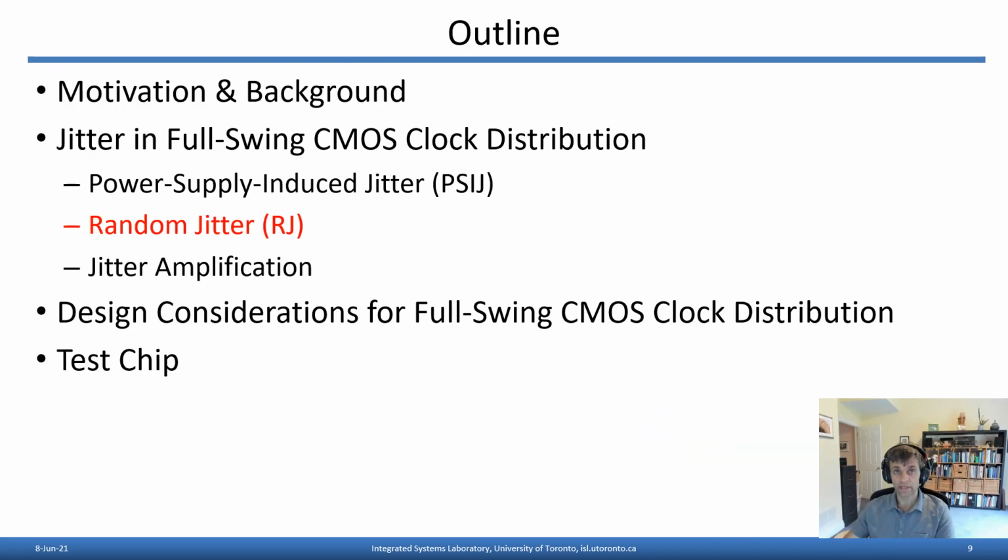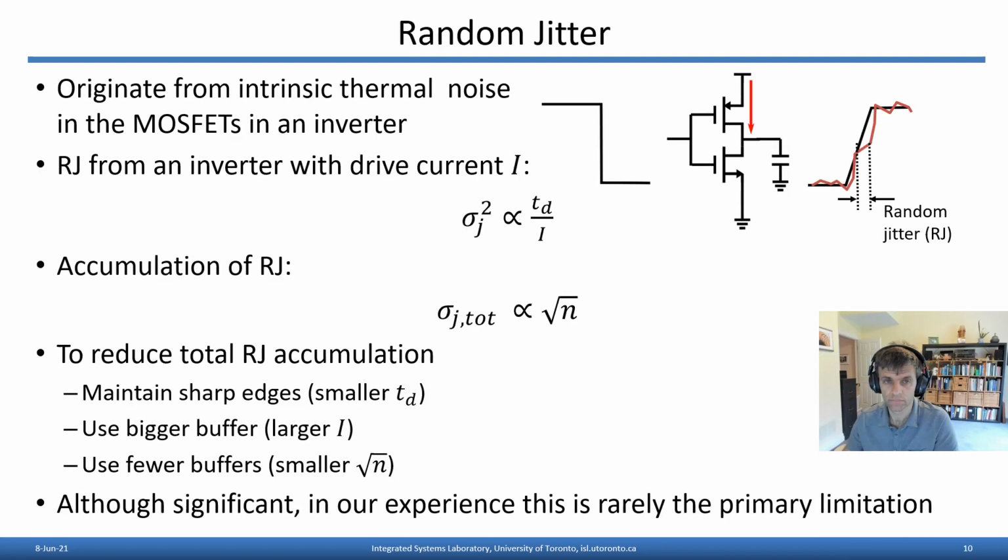Next, let's look at the random jitter introduced by noise in these CMOS clock buffers. So the random jitter that's contributed by a CMOS inverter is originating from the intrinsic thermal noise from the MOSFETs in the inverter during the rise and fall transitions. We focus on thermal noise here because flicker noise doesn't really have time to accumulate during this very short transition time. So the random jitter from an inverter with a drive current I and a time delay TD will be proportional to TD over I.